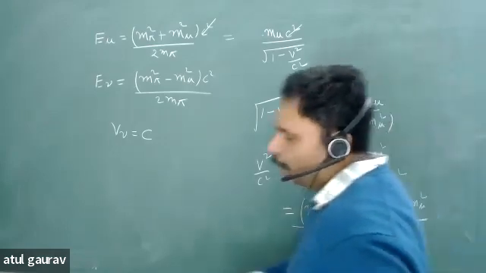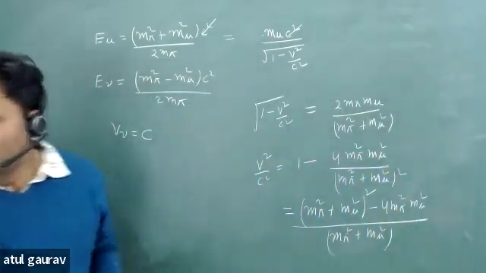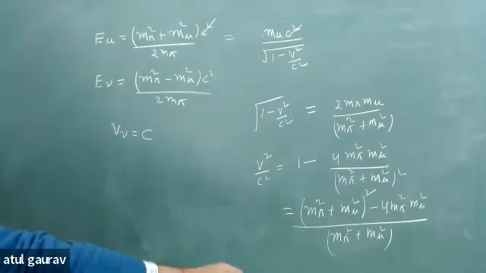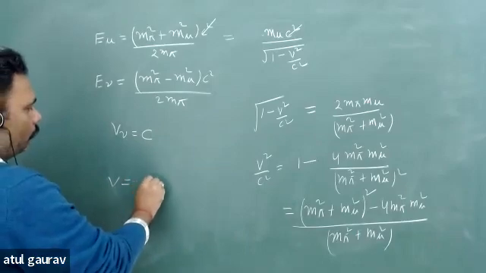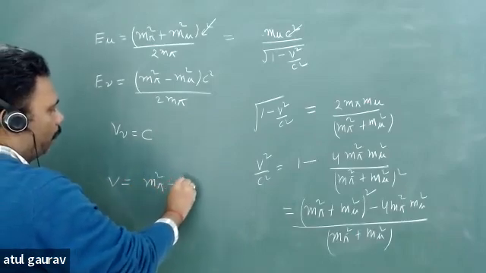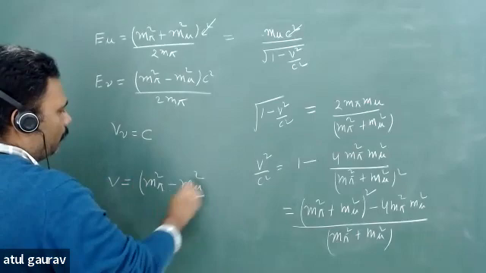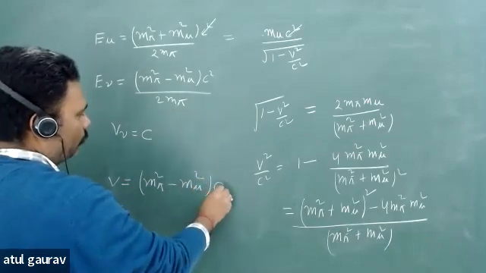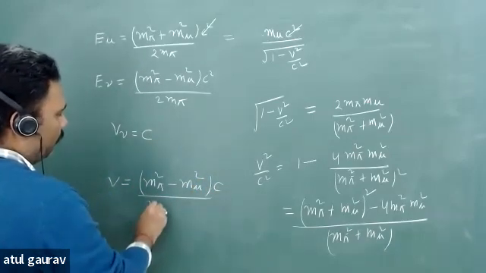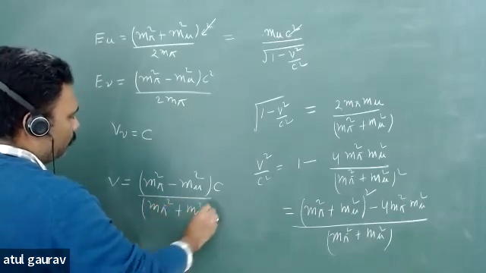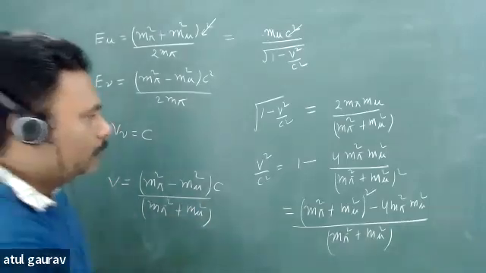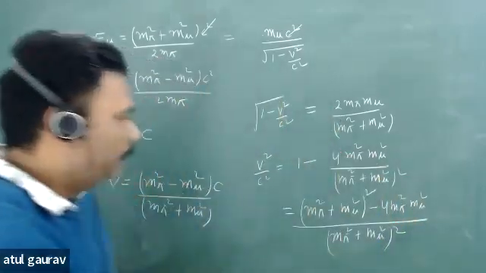Now, what is this value? Calculate it, what is this value coming? So what is the value of V? V is equal to (m pi square minus m mu square) into C by (m pi square plus m mu square). Everyone is comfortable? Okay.